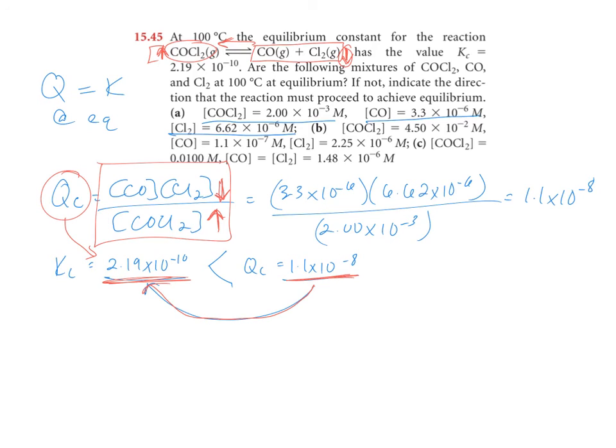So the reaction will proceed to the left, favoring phosgene, which is COCl2, and increasing its concentration as it reaches equilibrium. So that is how you would analyze A, B, and C. I'm only going to do A here because B and C are just other examples of the same thing.